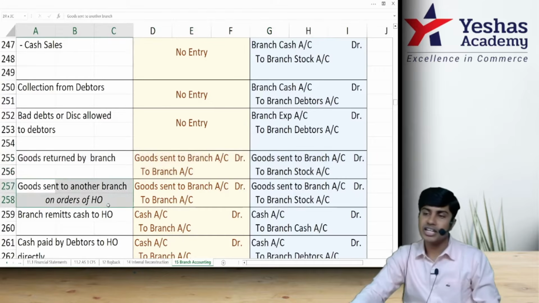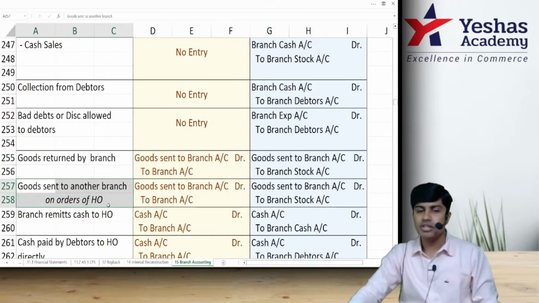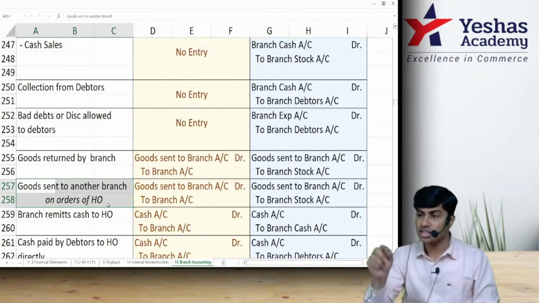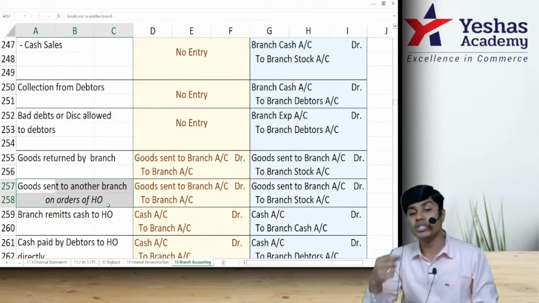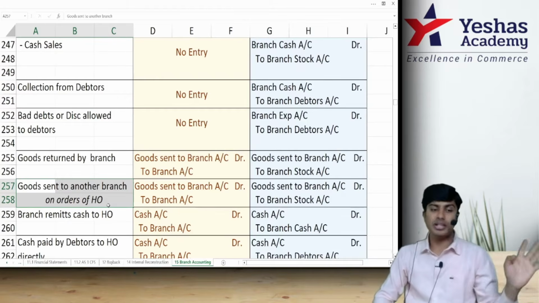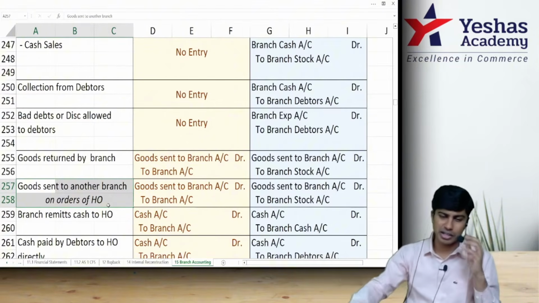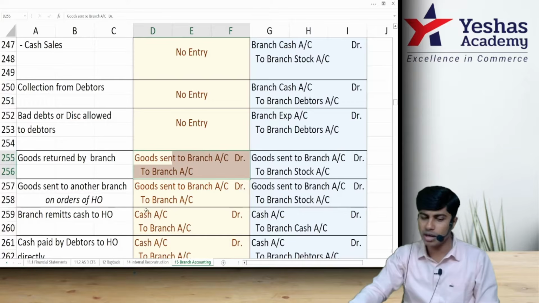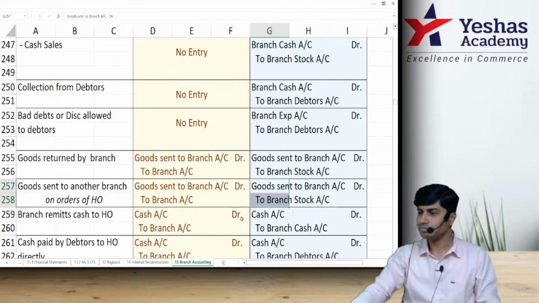Next is goods sent by one branch to another branch. When the goods are sent by one branch to another branch, it should be treated like goods are sent by branch to head office and head office to another branch. Same entry for GSB return. GSB to branch, GSB to branch. GSB to branch stock, GSB to branch stock.